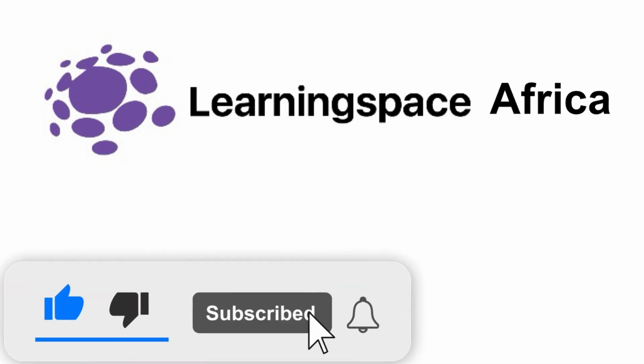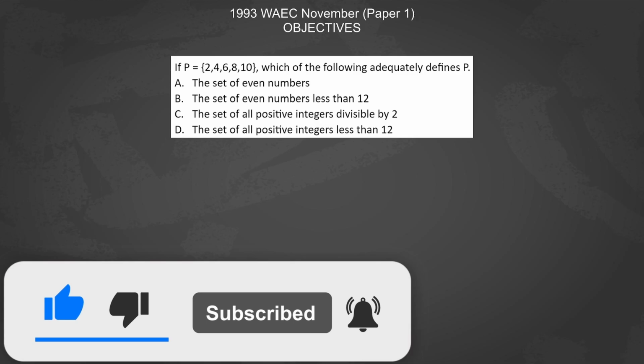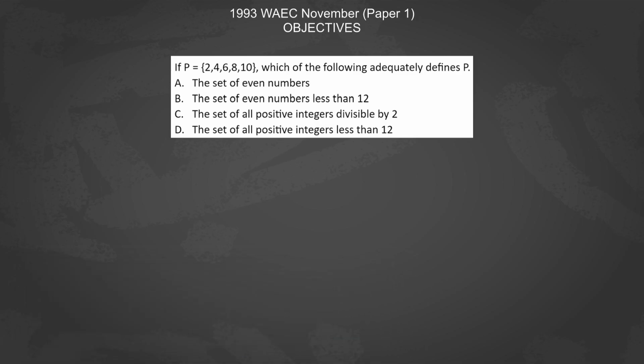Today we are going to discuss even numbers. Let's consider this 1993 WASSCE November paper 1 question. In this question, they are asking us, if the set P contains the elements 2, 4, 6, 8, and 10, which of the following options A to D adequately defines the set P.